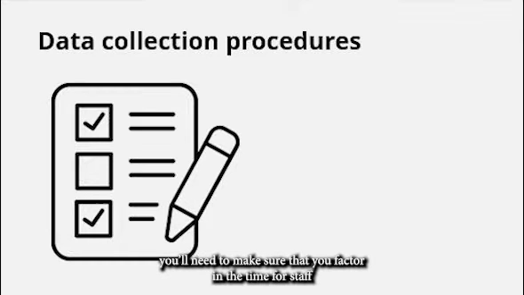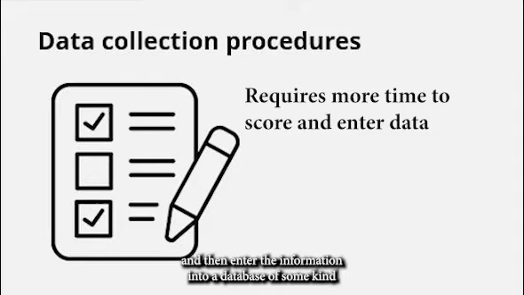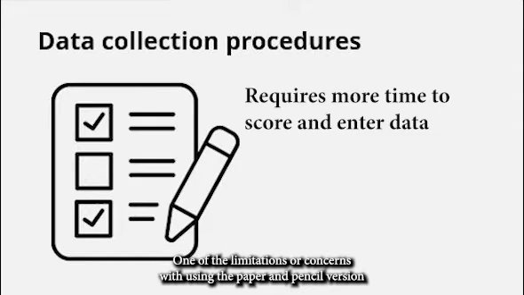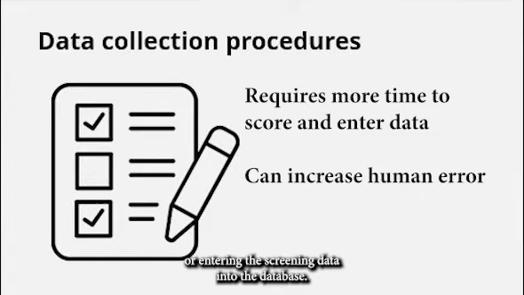factor in the time for staff to score the screener by hand and then enter the information into a database of some kind so that the screening team can analyze that data. One of the limitations or concerns with using the paper and pencil version is that there could be human error involved in either scoring the screener or entering the screening data into the database.